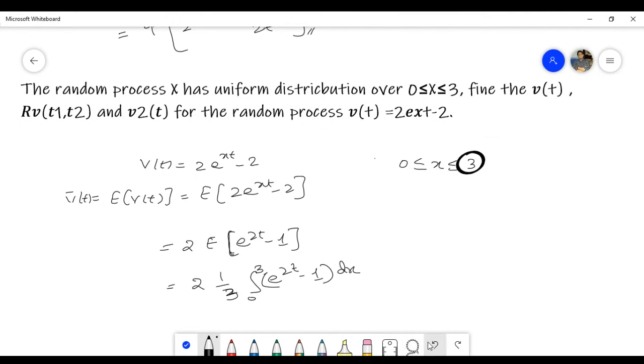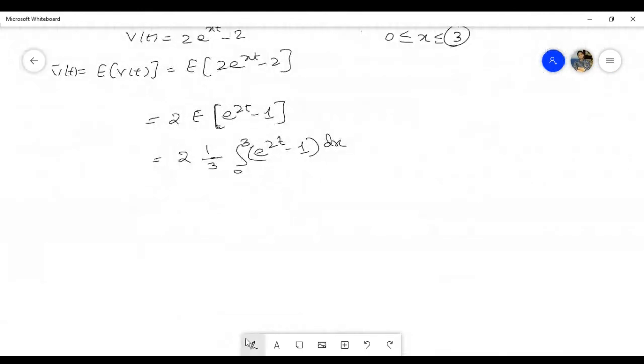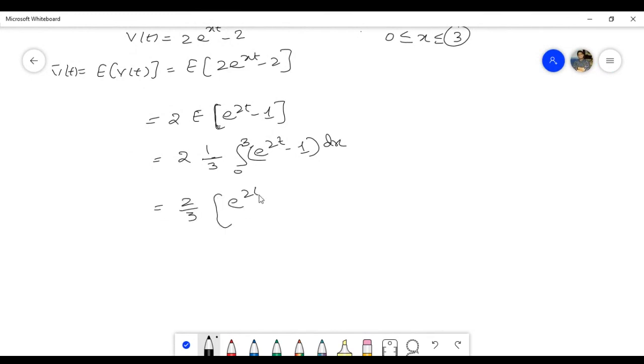So here we'll write it as 1 by 3. Okay, the correction here: 1 by 3. So it will be 2 by 3. It is 2 by 3 e power 2t minus 1. Okay, we'll do the integration.